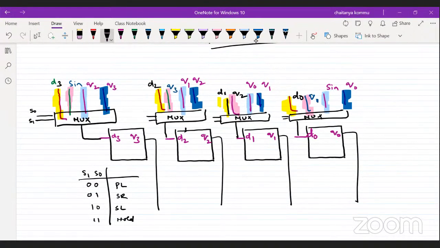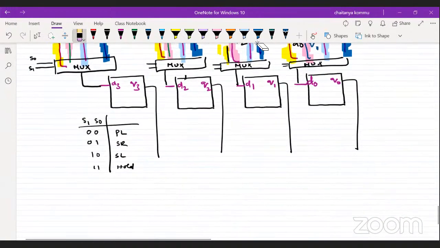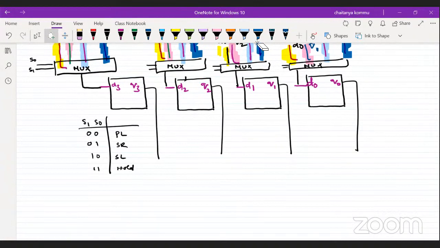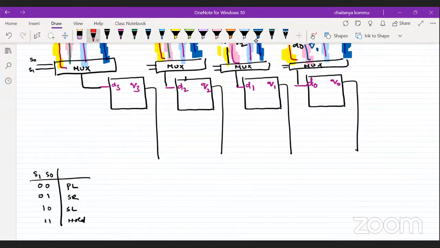Agreed? Where do you get Q2, Q3? Q3 is coming from here, and Q2 is coming from here to here. SIN is coming from outside. So, without confusion, I would remove that one. So this is simply a universal shift register. But do not forget that we have a clock signal and a reset signal for everything.